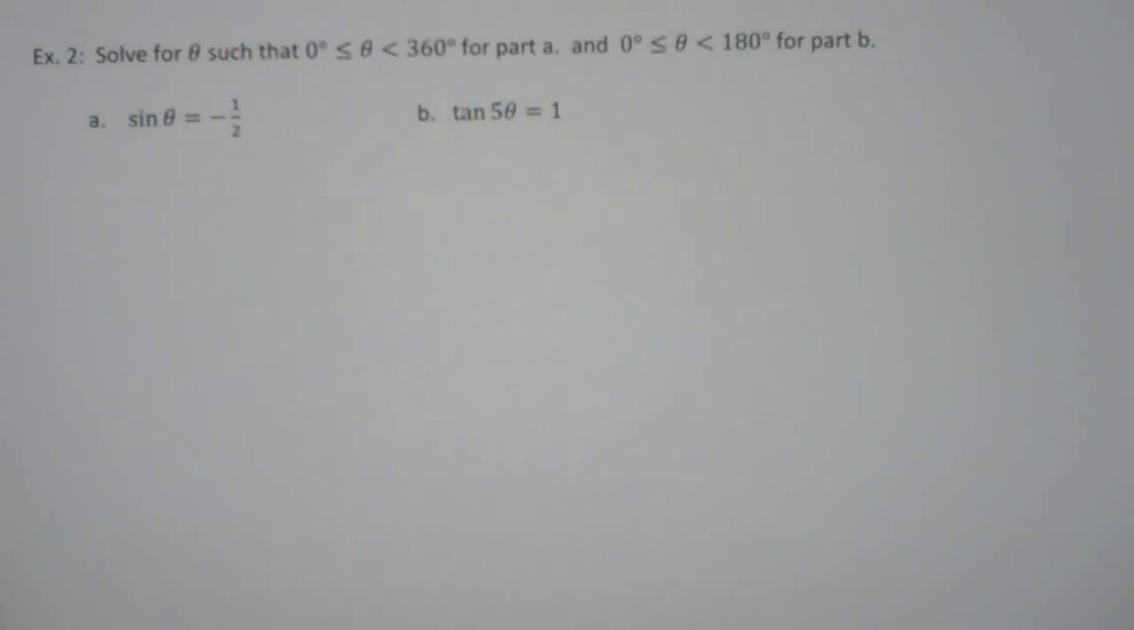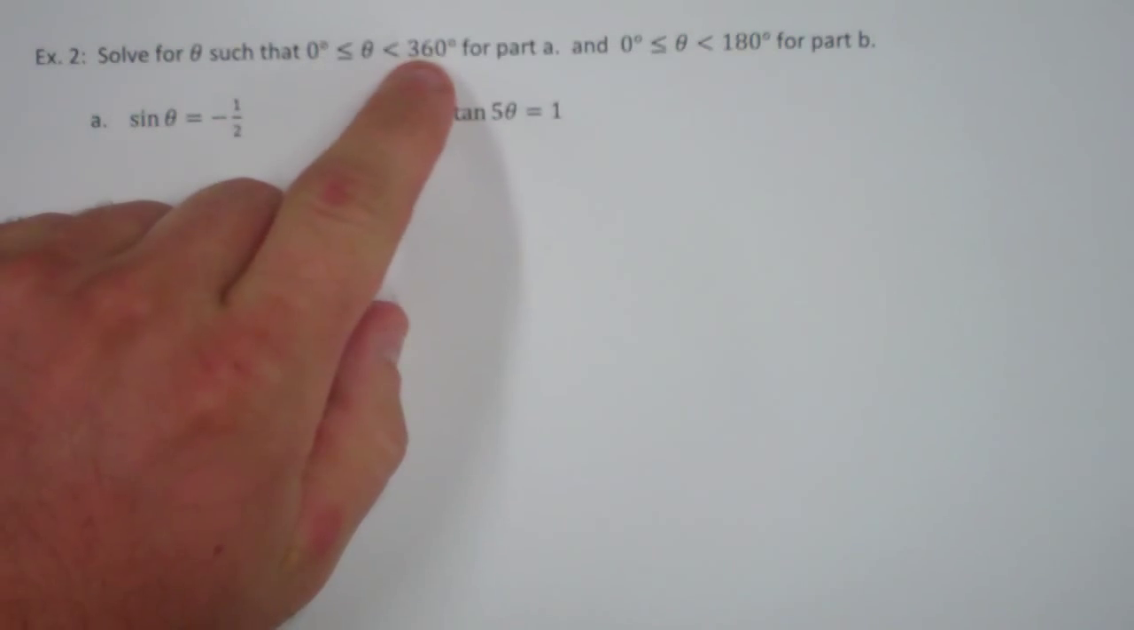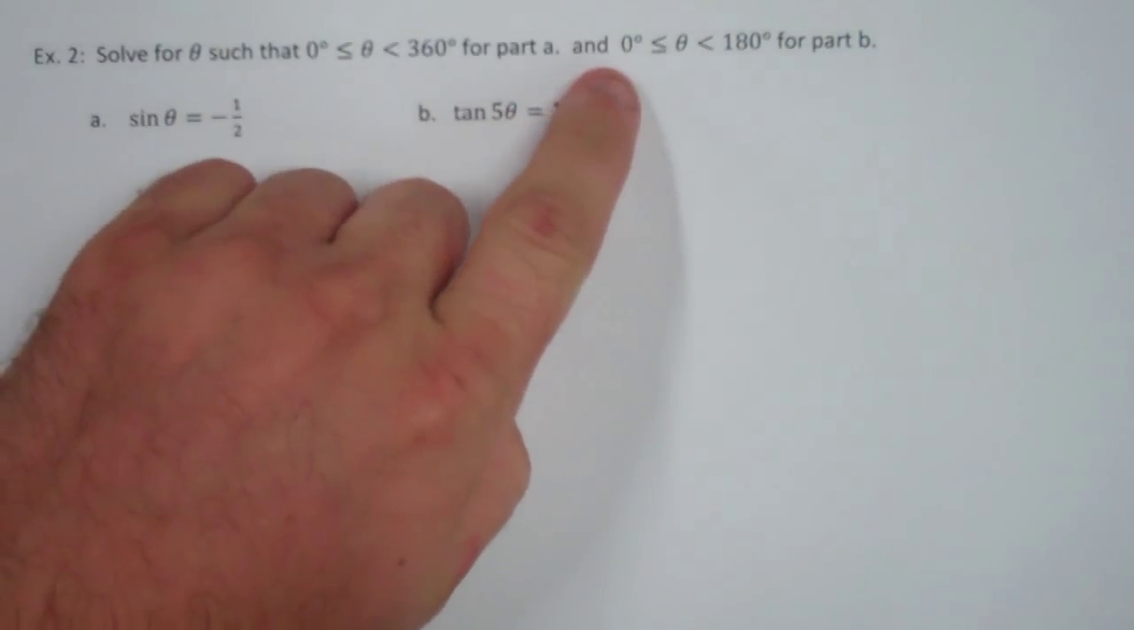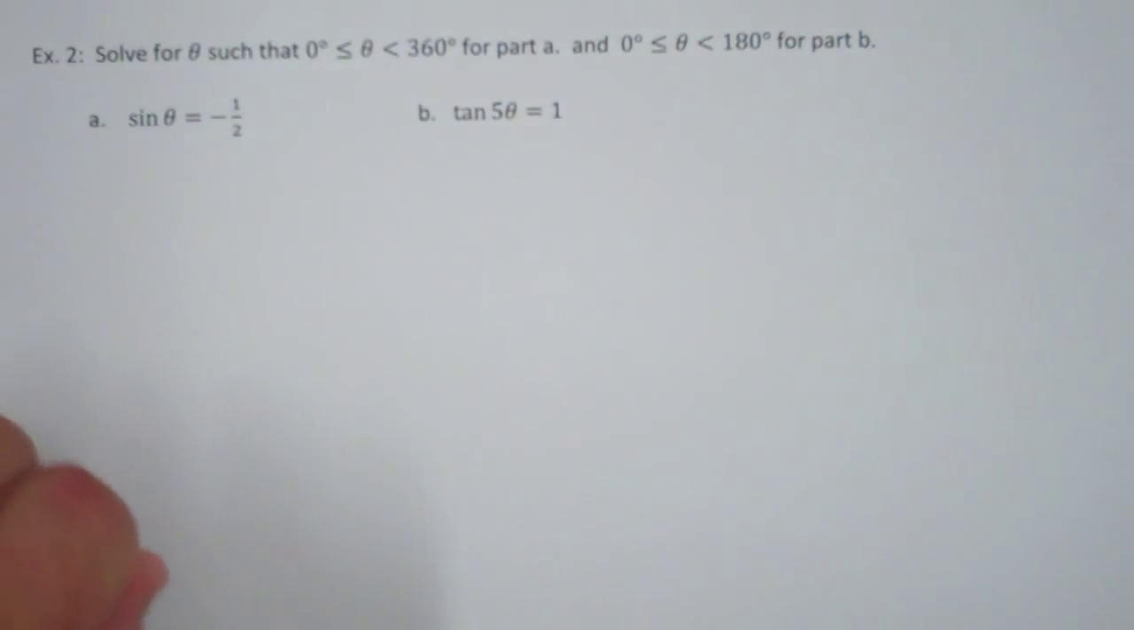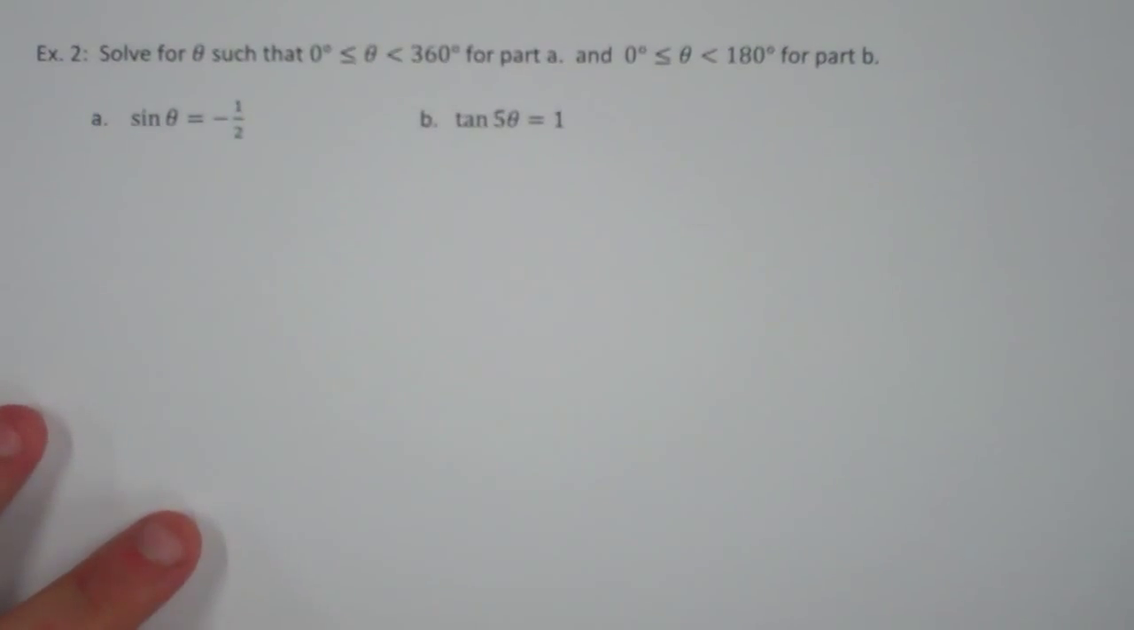In example 2, we need to solve for theta such that 0 degrees is less than or equal to theta is less than 360 degrees for part A, and then we've got 0 to 180 for part B. Okay, so we're not talking about principal values here, that's for sure. We've got 0 to 360.